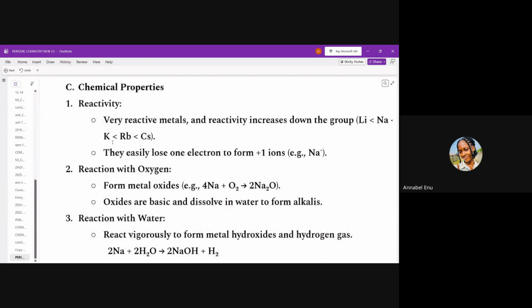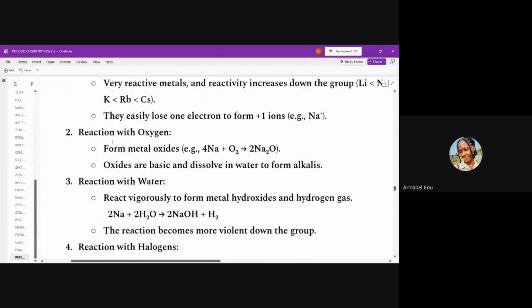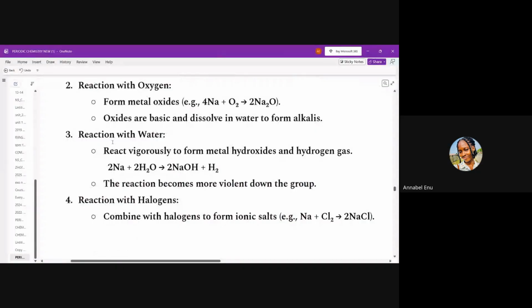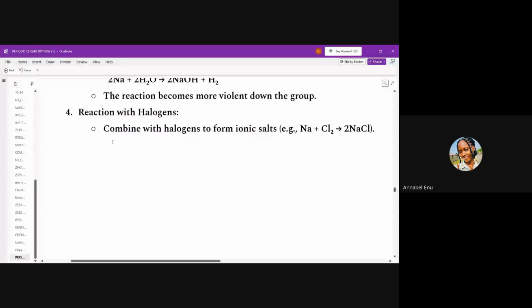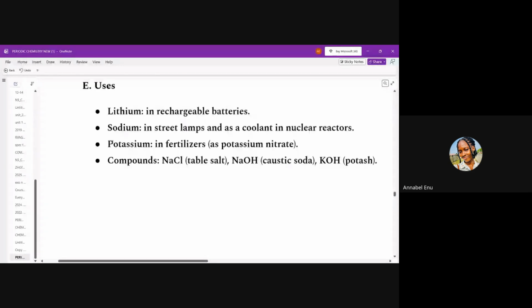Okay, now for group 1 elements, they are very reactive, because they have that one electron they always like to give up. So they will always want to react with another element, usually a non-metal, so that they will become stable. Now they react with oxygen to give metal oxides, which are basic oxides. They also react with water to give us bases. They react with halogens to give us salt. So these are some reactions of group 1 metals.